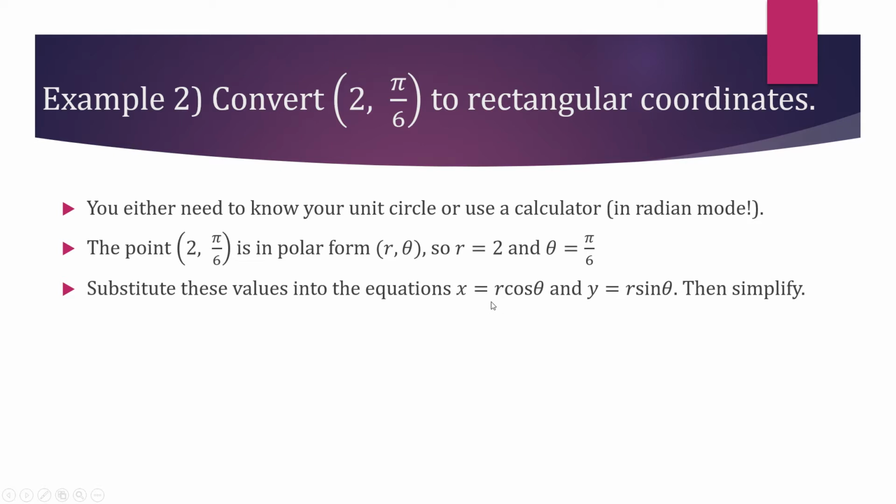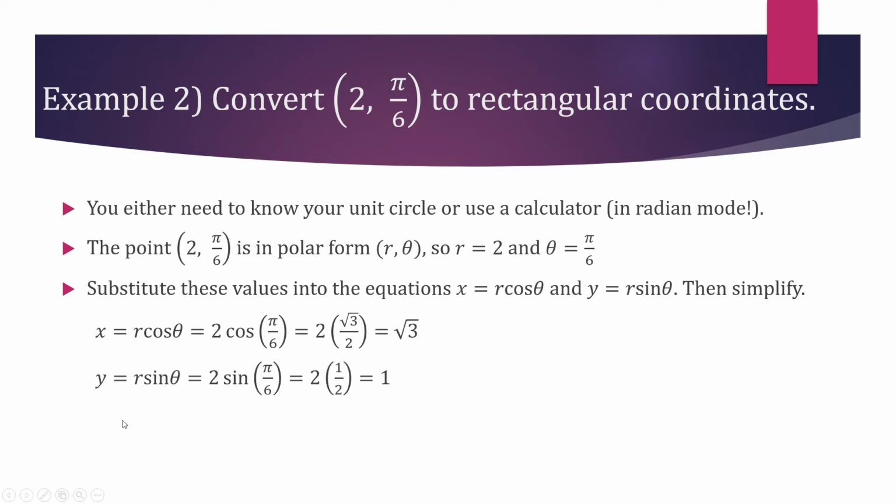x equals r cosine theta and y is equal to r times sine theta, and then simplify. So x equals r cosine theta, so 2 times cosine pi/6. Well, the cosine of pi/6, either looking at your unit circle or typing that into a calculator, would give you root 3 over 2. And so if we do 2 times square root 3 over 2, we get square root 3. If you're using a calculator, you could type this all in at once and just get that square root 3.